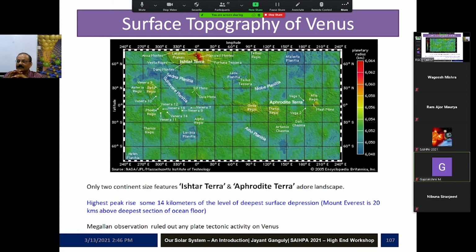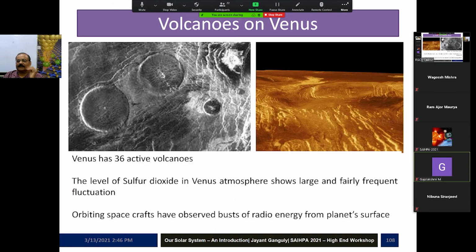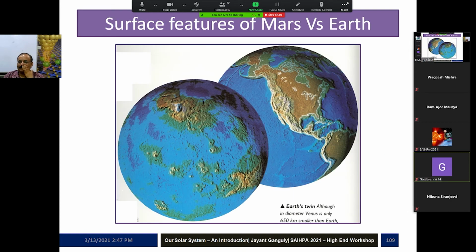Magellan, after its observation, ruled out any type of geological activity, so it is somewhat like a geologically dead planet. Though it is said to be geologically inactive, around 36 volcanoes have been traced, which are not very old. It has also been found that the amount of sulfur dioxide in the atmosphere of Venus changes abruptly and frequently; it fluctuates. So this is a comparison between the surface features of Mars and Earth.